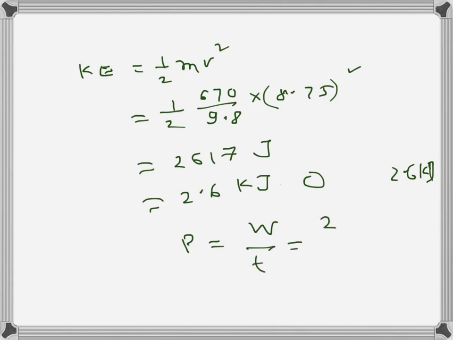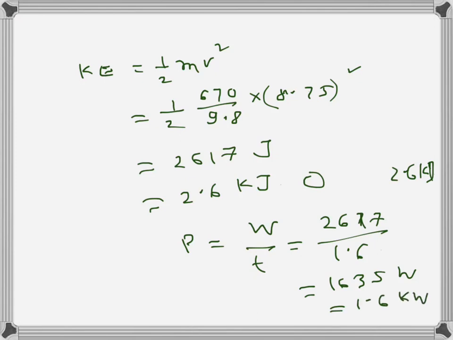So that will be 2.6 kilojoules. So maybe I will write what I got there before, 2617 approximately, and then divided by 1.6. So that's 1635 watts, or we can say 1.6 kilowatts. That's the average power generated by the sprinter.